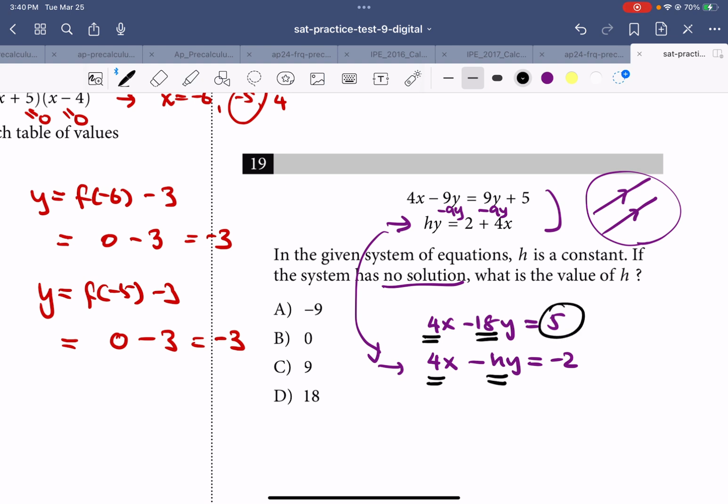And then you see that your c value, in standard form ax plus by equals c, is different. That means they are not the same line, so they are just parallel, right? So simply h is 18, then you're done. That shows two lines are parallel but have different y-intercepts. Then you're not going to have any solution. So no solution. Okay, that's the easiest way.